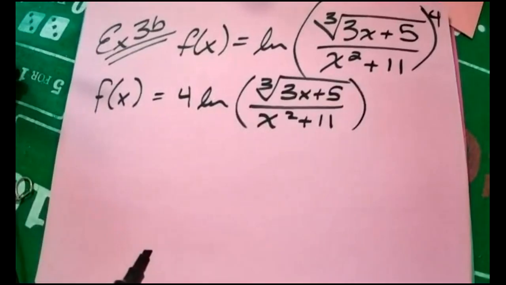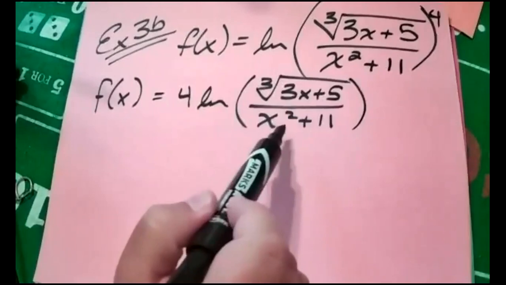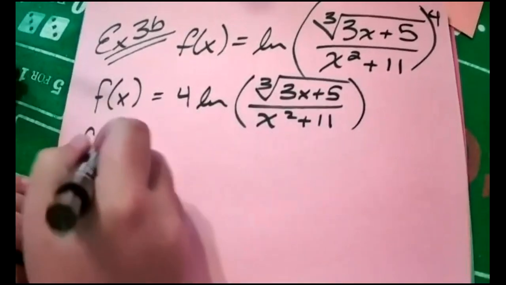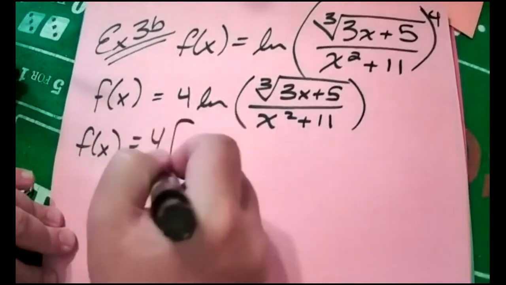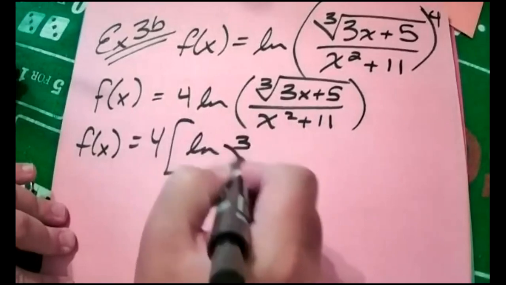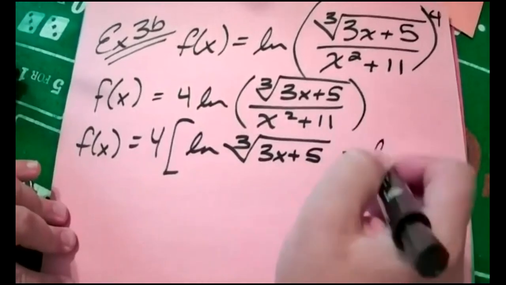Now I have to apply the idea of the quotient rule, which is if I have a quotient, I can write it as subtractions. So the new function f of x will be 4 times, and now I have a whole bunch of stuff to multiply that 4 by. The first log looks like this, and the second log looks like this.